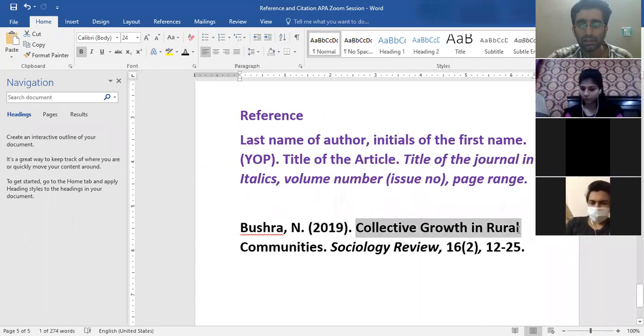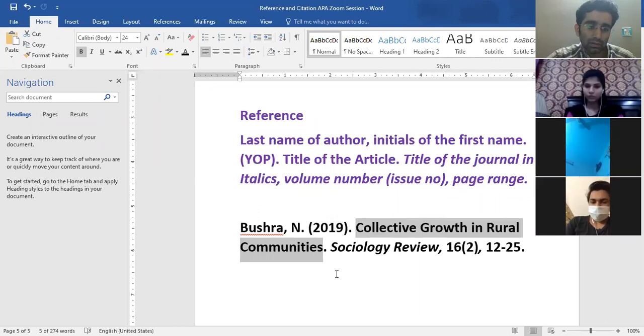Samar, also. What's this? Collective Growth. So title of the article. Which article? Of the journal. Yes, but from which? Sociology Review. No, from which you have taken information. Yes, exactly. Okay.